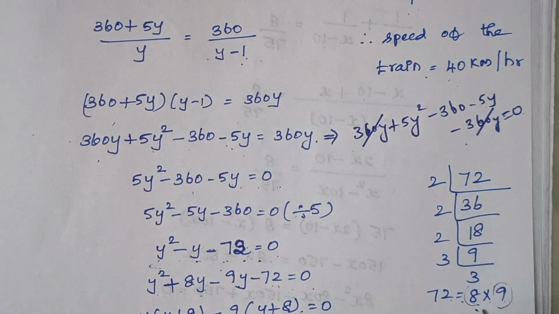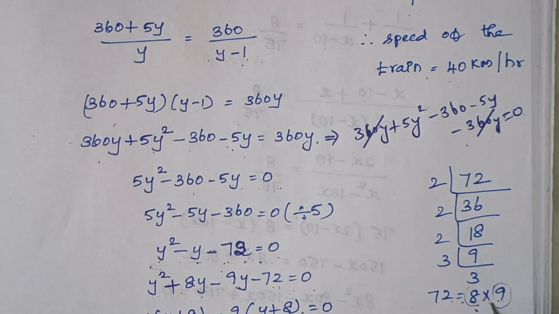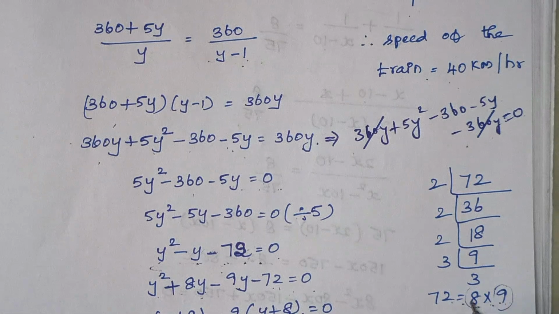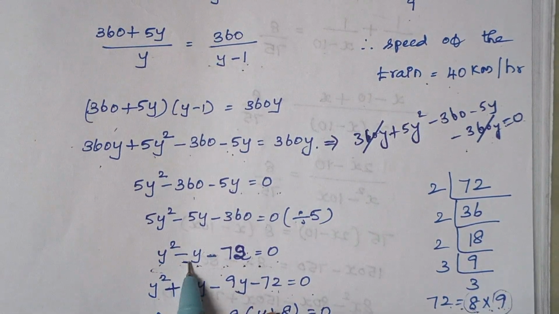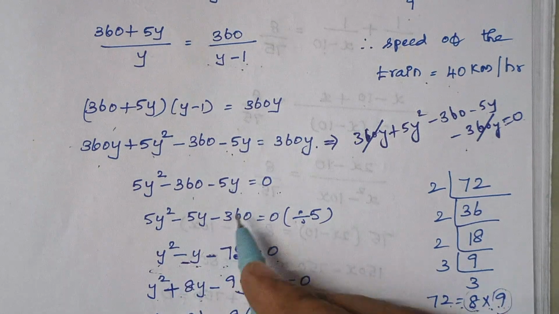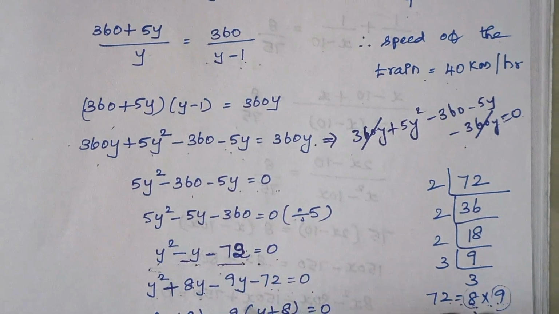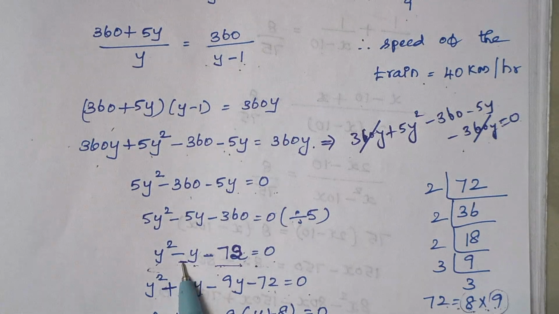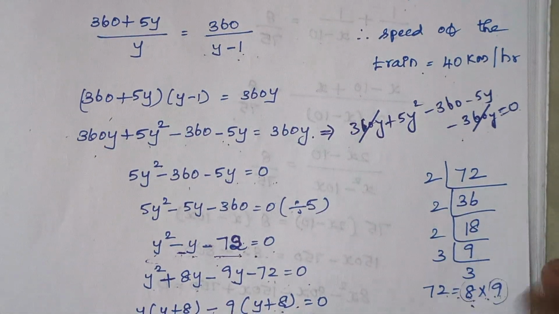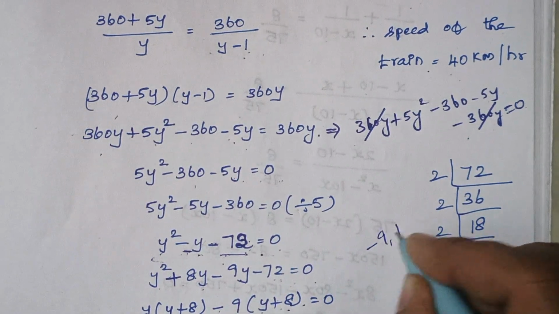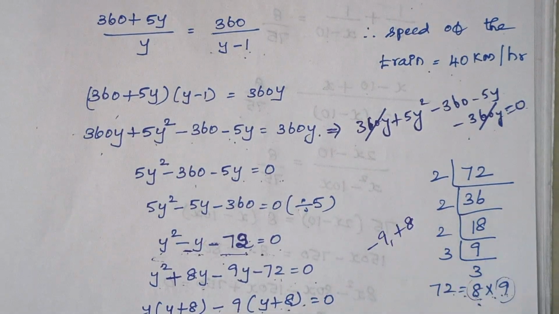So here I end up with 8 and 9. 8 9s are 72, and when you subtract, the answer is 1. Here we need minus 1 when you add or subtract, and we need minus 72. Since we need minus 1, the bigger number is assigned the minus sign. That is, we are taking minus 9 and plus 8 as factors.